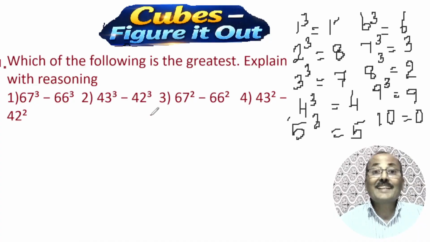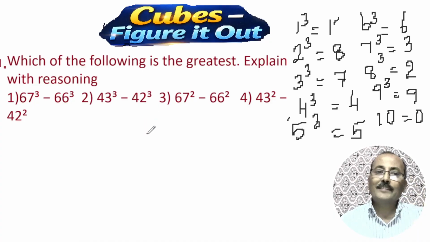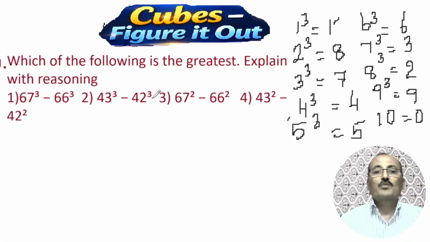Our next question. Which of the following is the greatest? Explain with reasoning. They're asking only with reasoning. Don't need to multiply. If I say, it's quite simple, you can guess it. Which one? 67 cube minus 66 cube. Only one number. 43 cube minus 42 cube. This is also one number, but the difference is this is a larger number, this is a smaller number. 67 square minus 66 square. 43 square minus 42 square. In this, among the 4, which is the least one?